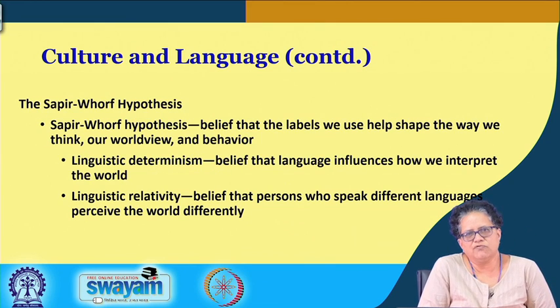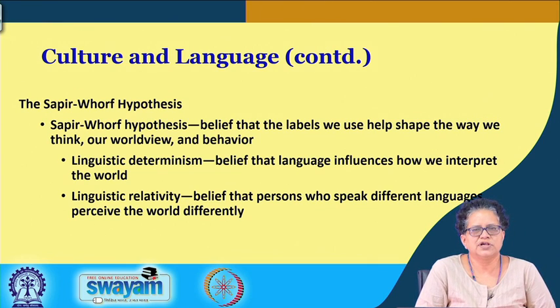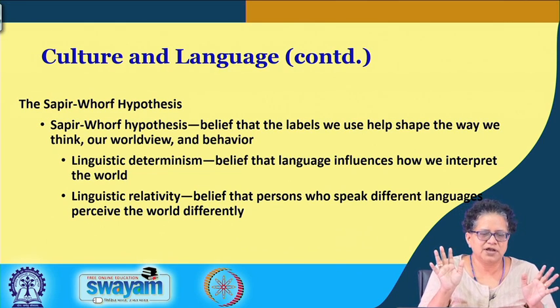So, we have now for you an important research finding to buttress our understanding of culture and language. This is called the Sapir-Whorf hypothesis. Sapir and Whorf hypothesized that the labels we use help to shape the way in which we think, our perception of the world, and our entire behavior.